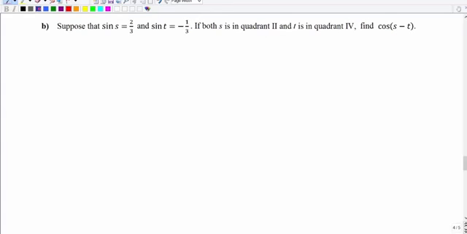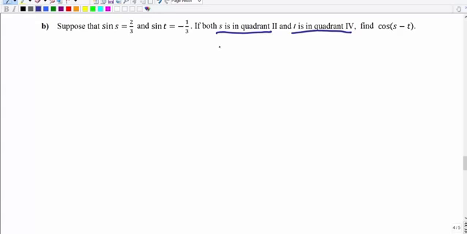Alright, in this example we are given that the sine of angle S is positive 2/3 and the sine of angle T is negative 1/3. If we know that S is in quadrant 2 and this time angle T is in quadrant 4, we are asked to find the cosine of the difference of those two angles.